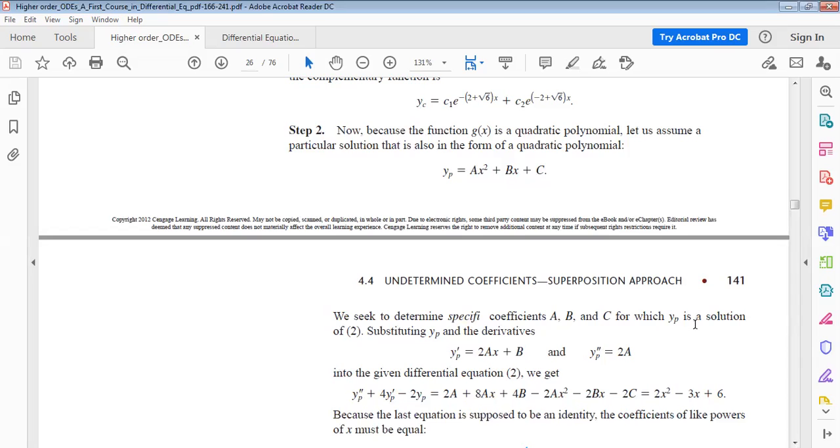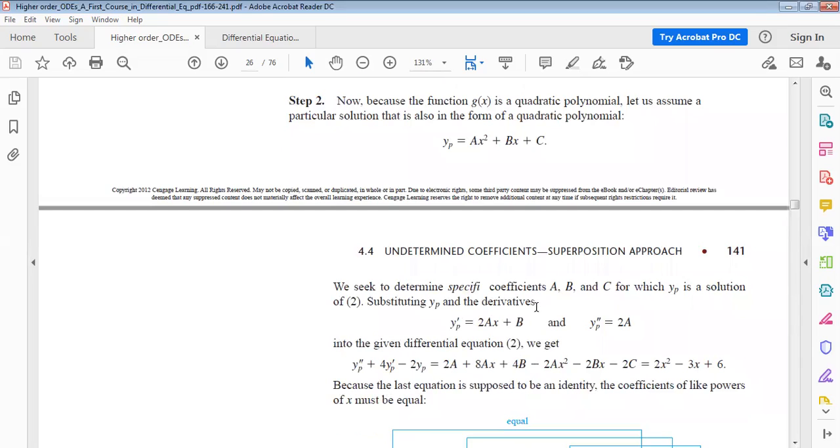That means YP means what? Particular integral. Now substituting YP and the derivatives. First derivative of this, taking d/dx on both sides, differentiating YP with respect to x. First derivative will be what? Twice a x plus b. The derivative of x will be 1. This is why only b, and c is a constant, so 0.